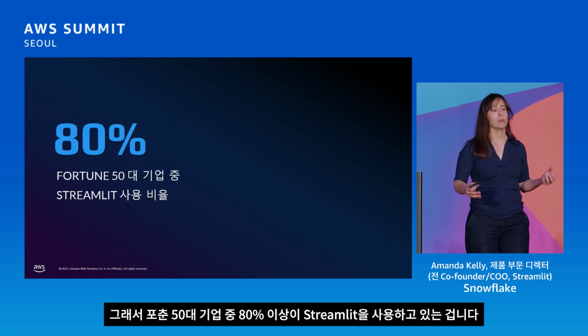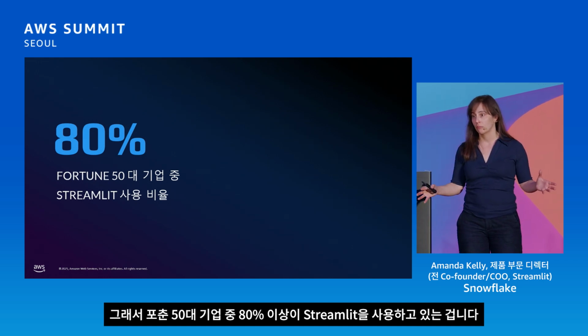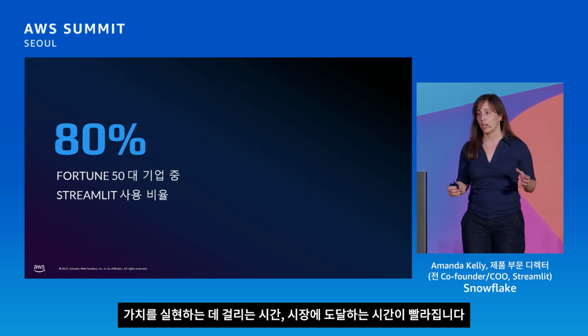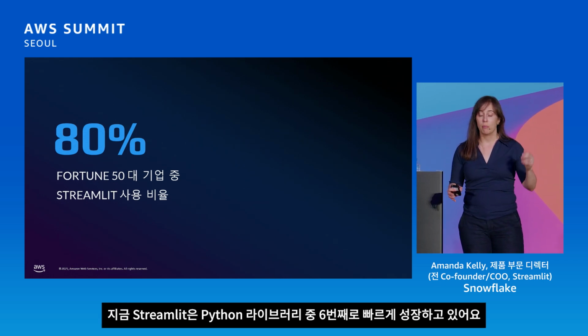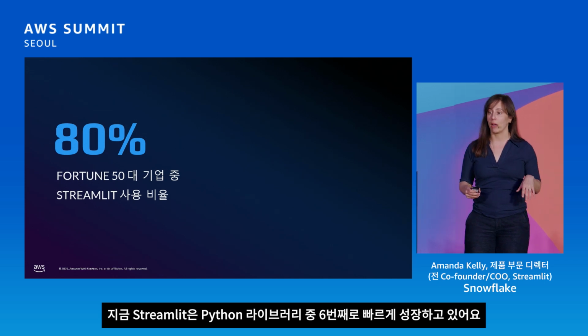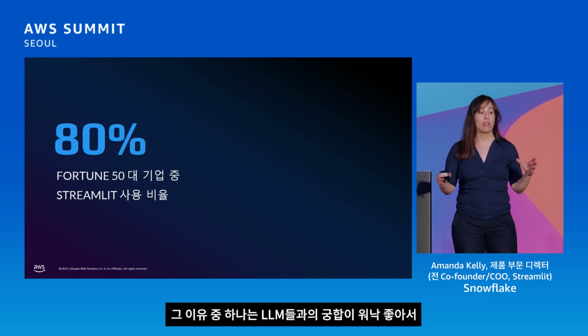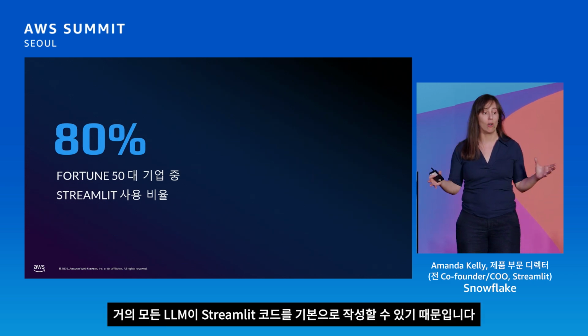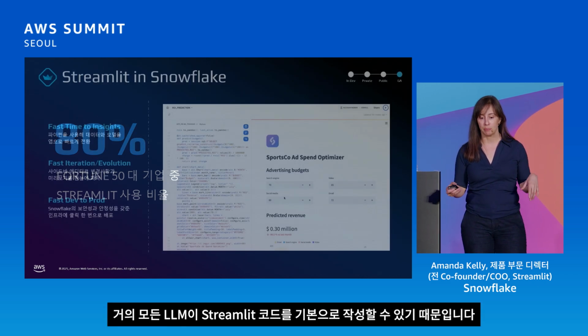And that's why over 80% of the Fortune 50 use Streamlit. Often in R&D and analytics, it helps speed up their teams. Faster time to value, faster time to market. Streamlit's the 6th fastest growing Python library right now. And part of that is because of how well it works with LLMs. It's such a clean protocol, again, that all LLMs write it basically out of the box.